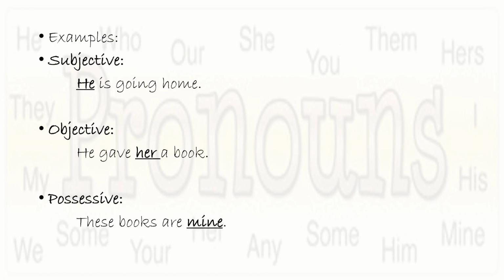So here we have some examples. For subjective or nominative case, we have: he is going home. Here, he is the subject of this sentence. In objective or accusative case: he gave her a book. To whom did he give a book? He gave it to her. So her is the object in this sentence. And for possessive case: these books are mine. Here, mine shows that the books belong to me.